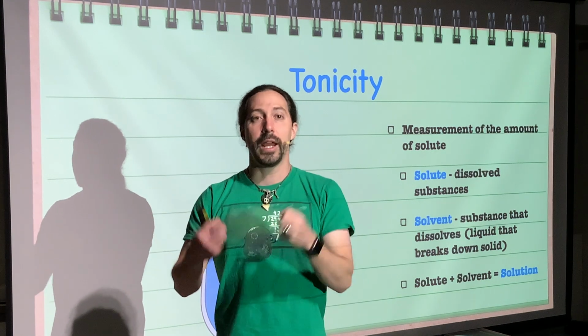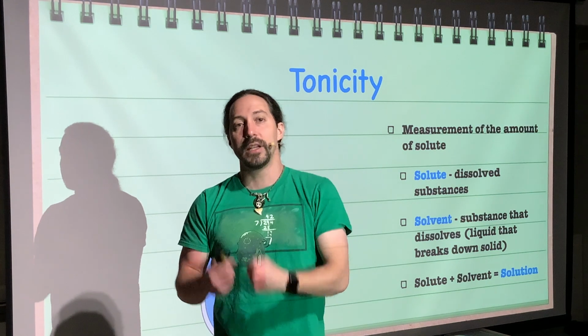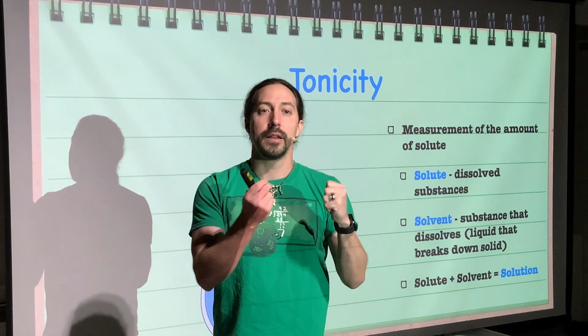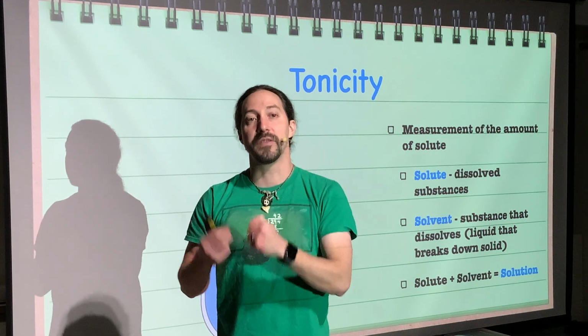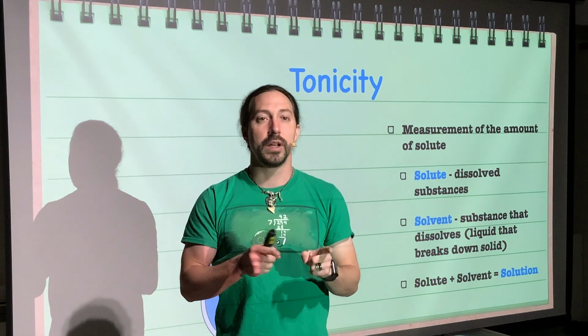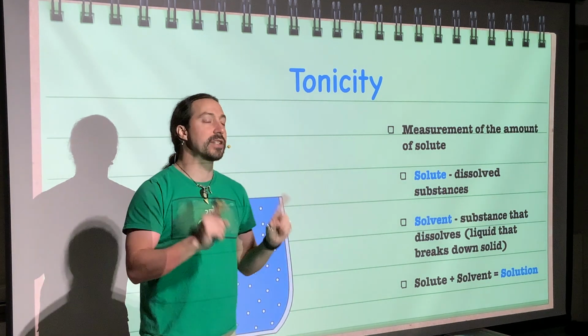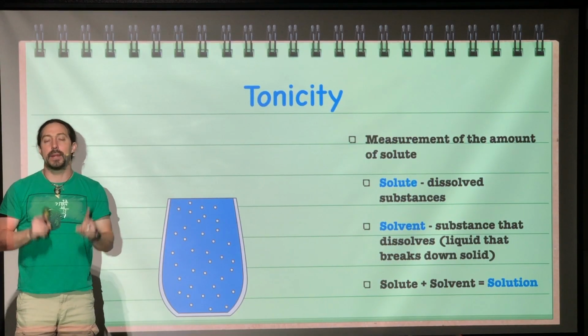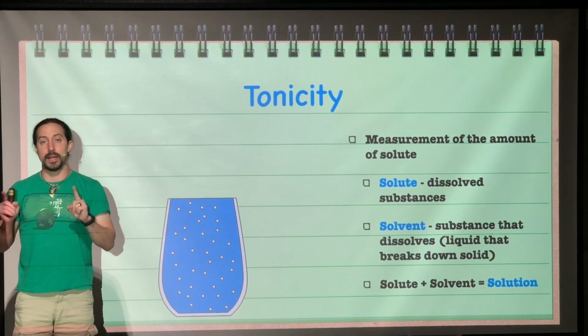And the solution, the way we measure it is based upon the amount of stuff dissolved in the solvent. So we are going to be paying attention to the amount of solute that has been dissolved. What is the concentration of our solute? And by knowing the concentration of our solute, we will then be able to determine which direction water will go based upon that factor.